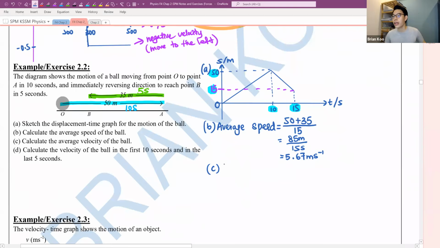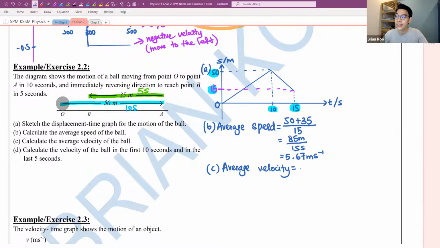Okay, average velocity is equals to... I need your help with this one. Can you all tell me what is the displacement at the end? What is the displacement at the end here? 15. Yes. Thank you, Jashan. That's good. 15, right?